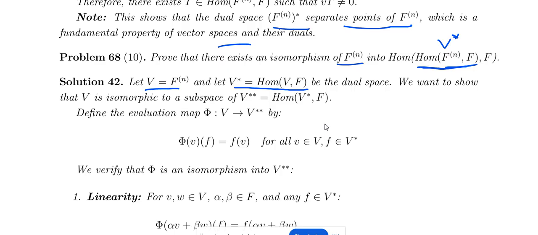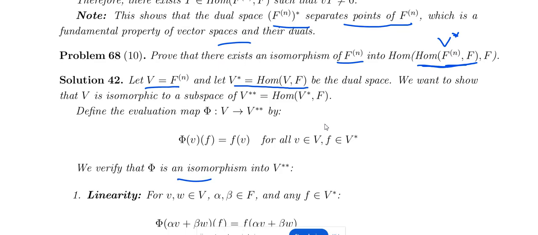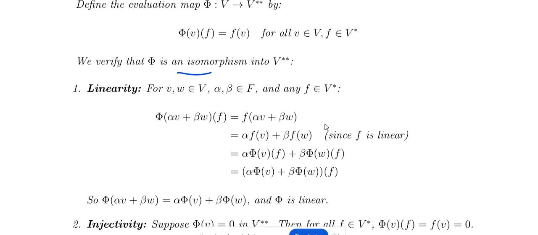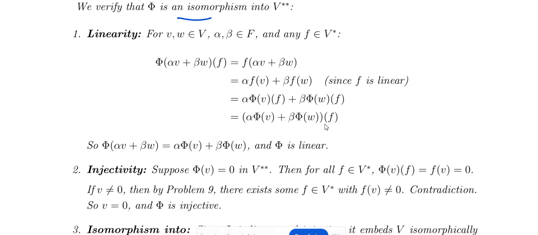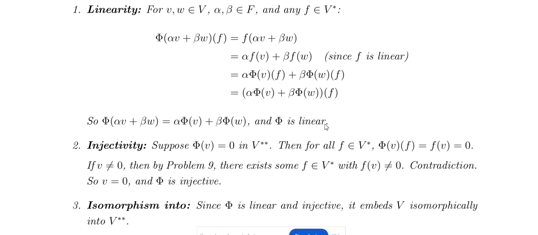So we want to show that v is isomorphic to a subspace of v double star, that is homomorphism of v star comma f. So இங்கே define பண்ணியிருக்காங்க, that is the mapping, that is the transformation pi of v of f equal to f of v. So this pi is an isomorphism onto v double star and that is the linearity and injectivity property.